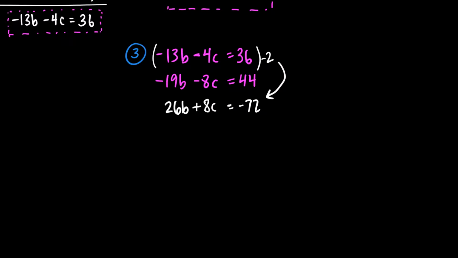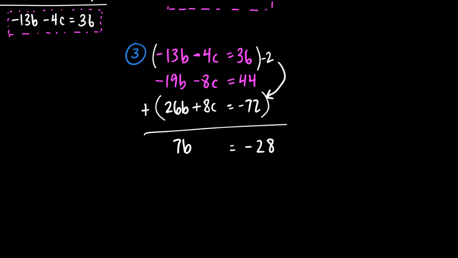Okay, so now what we need to do is take these two equations here and add them together. So let's do that. We'll throw this one in parentheses, add them together. So negative 19b plus 26b, that is 7b. Negative 8c plus 8c, those cancel. Those will eliminate each other. And then, okay, 44 minus 72 is negative 28.